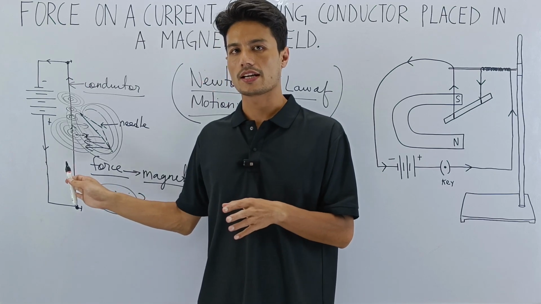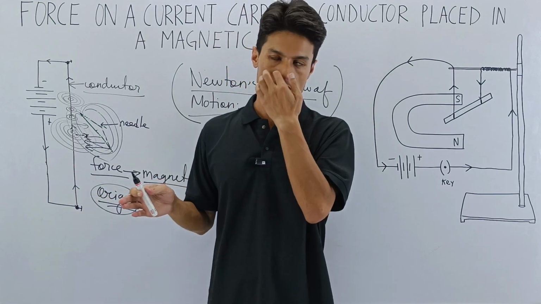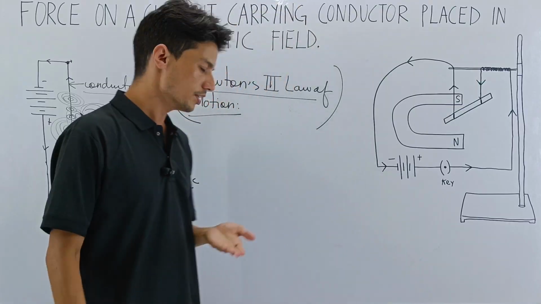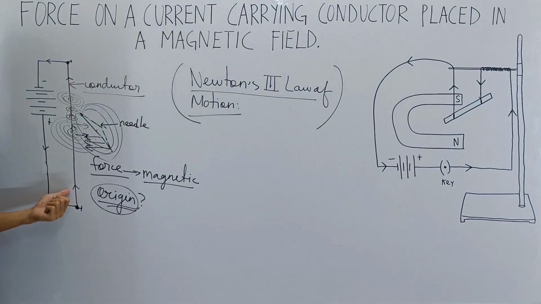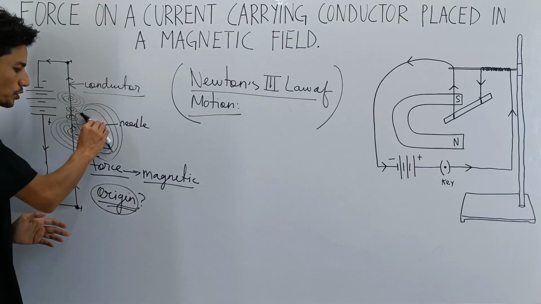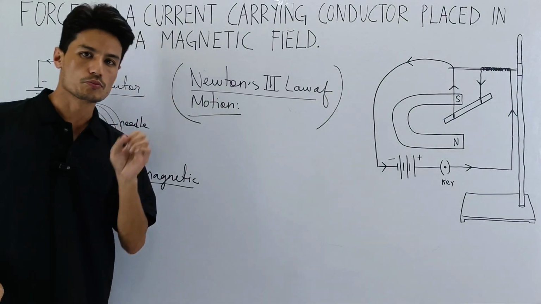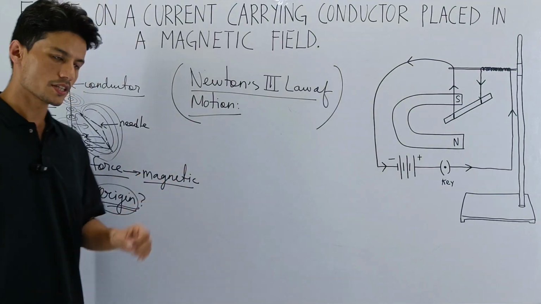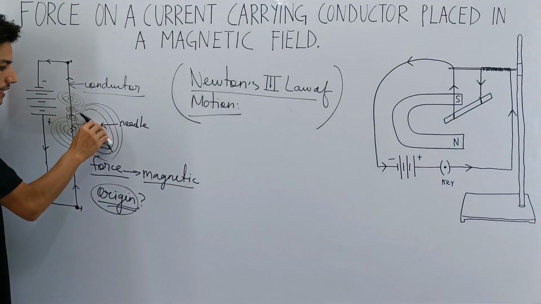what I know, and as per the description of the experiment, this conductor was placed on the table. So there was a support for the conductor, so that the conductor did not move, but it was the needle which moved, because the needle was free to move. Remember this.